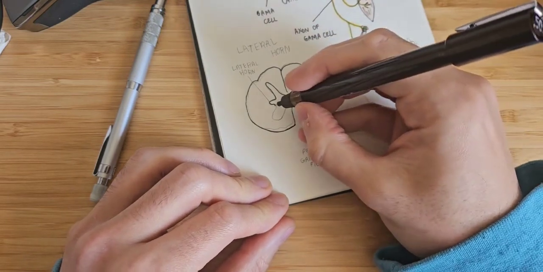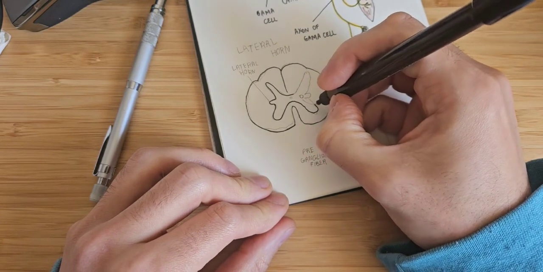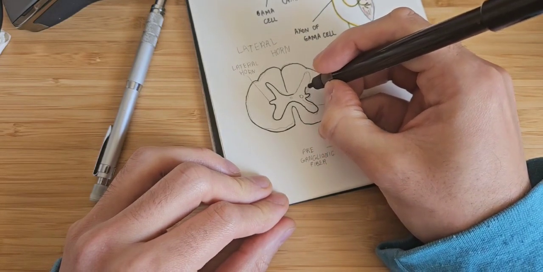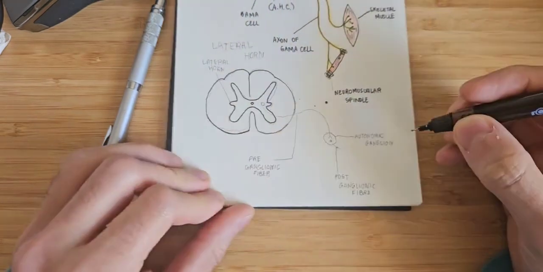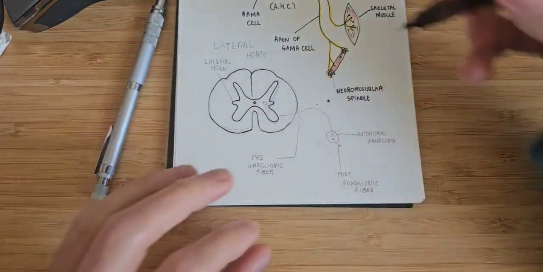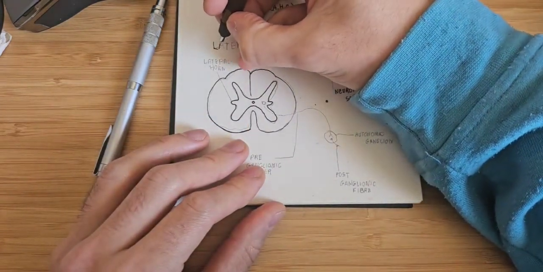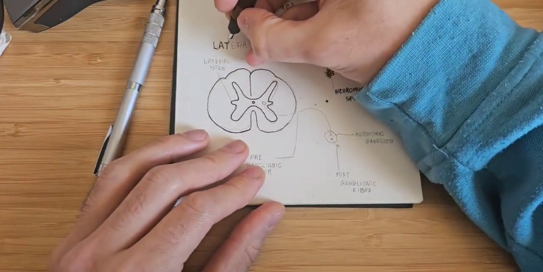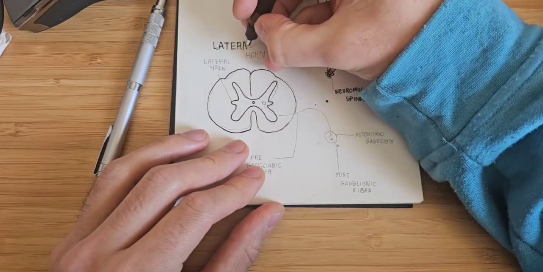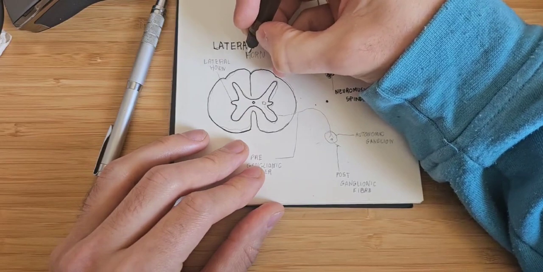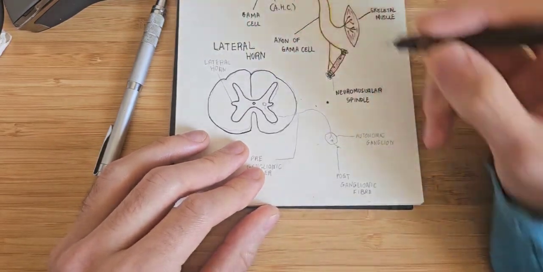So here we have the anterior horn, the lateral horn, and then the posterior horn. Okay, you have all these structures here. Lateral horn, and today we will learn a little more about the cells of the lateral horn.